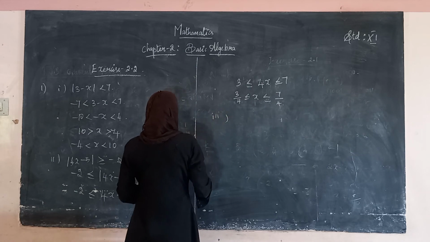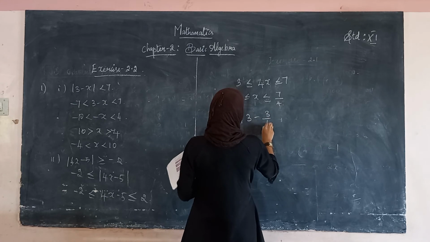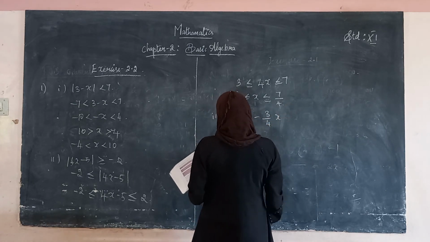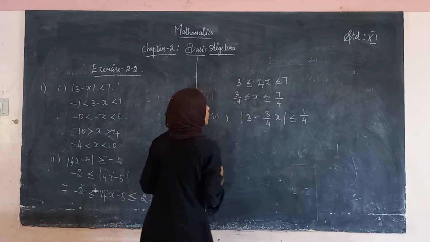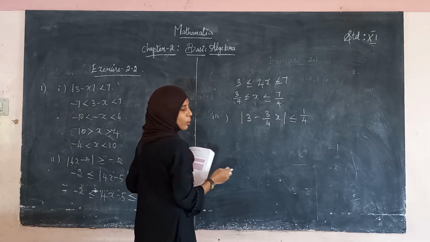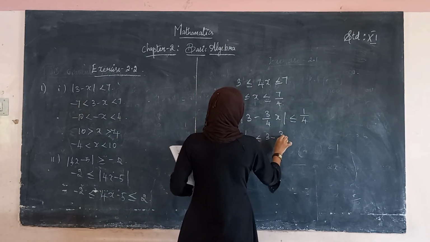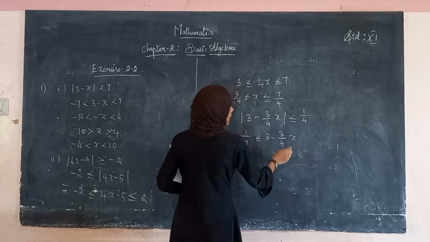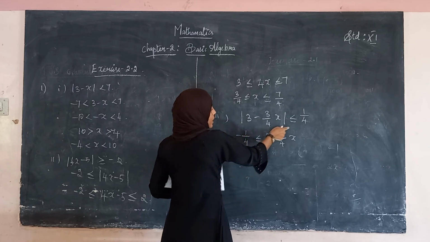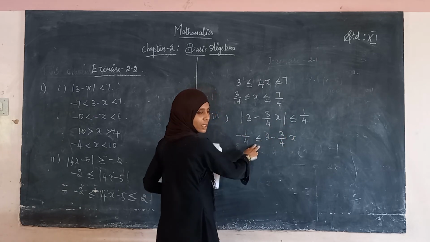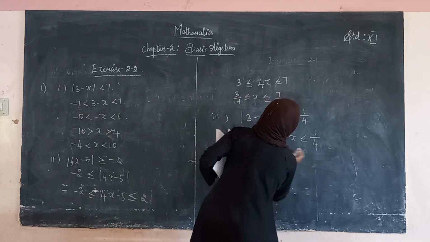Now the third subdivision. Modulus of 3 minus 3 divided by 4 into x is less than or equal to 1 divided by 4. Now shall we remove the modulus? What happens? Minus 1 divided by 4 is less than or equal to 3 minus 3 divided by 4 into x. See here, if the question has less than alone, we have to use less than alone here. In the question they have given less than or equal to, therefore we use less than or equal to here too, less than or equal to 1 divided by 4.